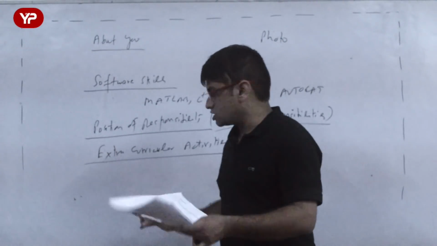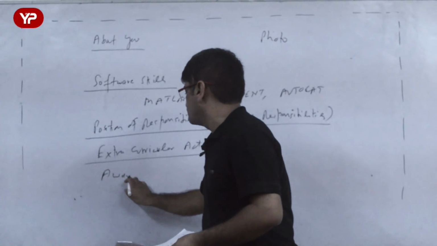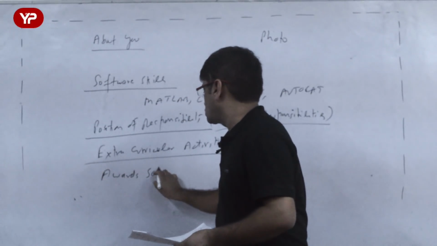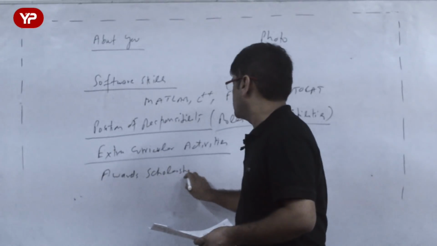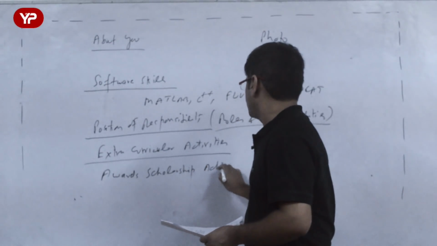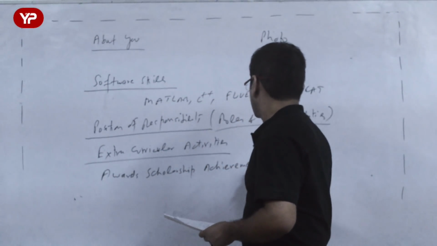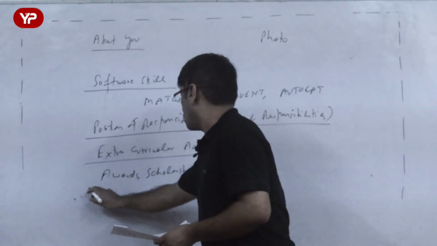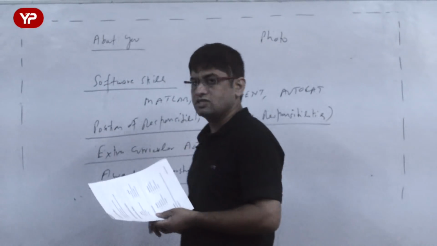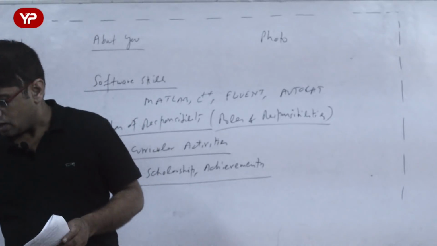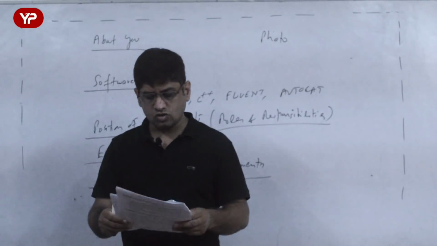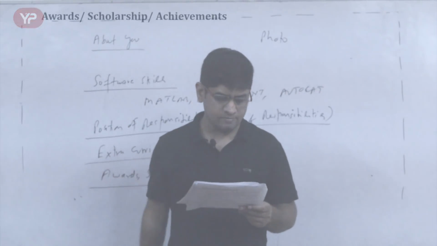Next is award, scholarship, achievement. Awards, scholarships, achievements. This is the next thing we have to write. Now let me read certain awards, scholarships, achievements you can write here.